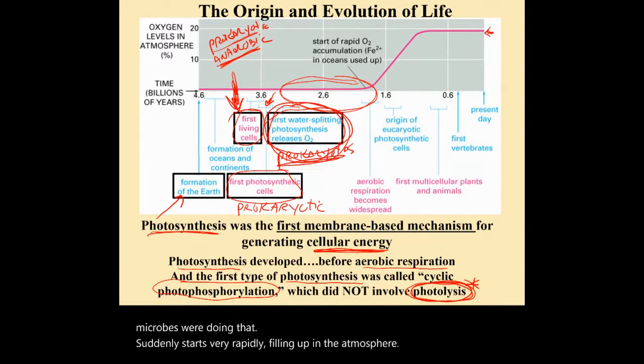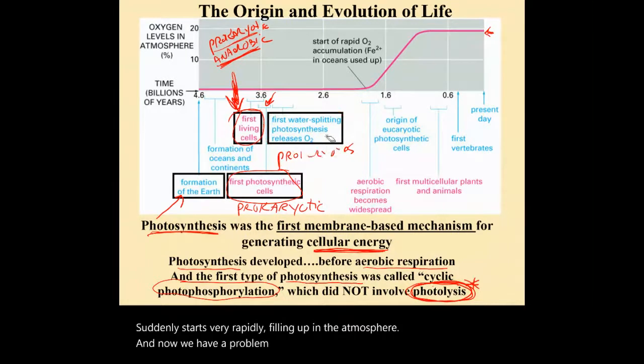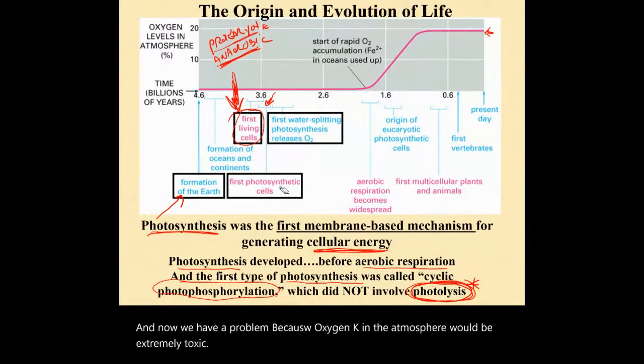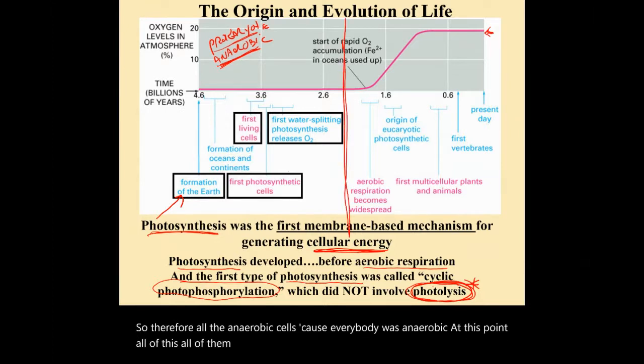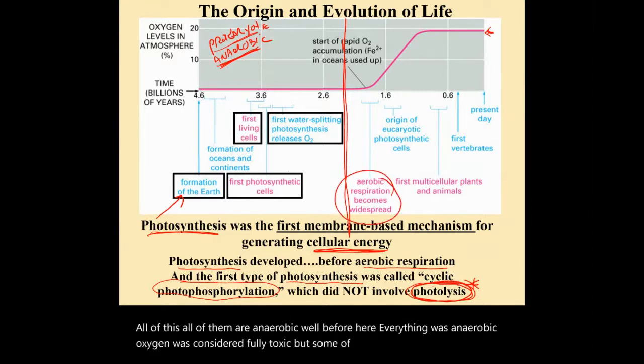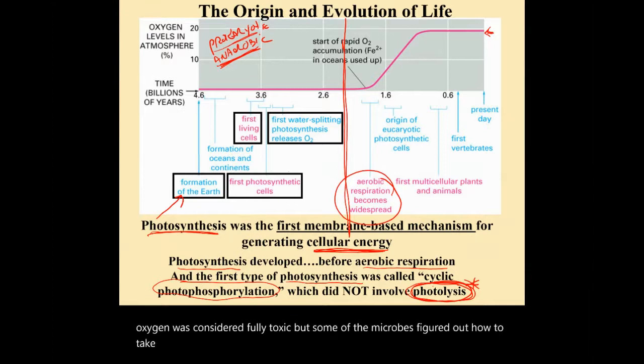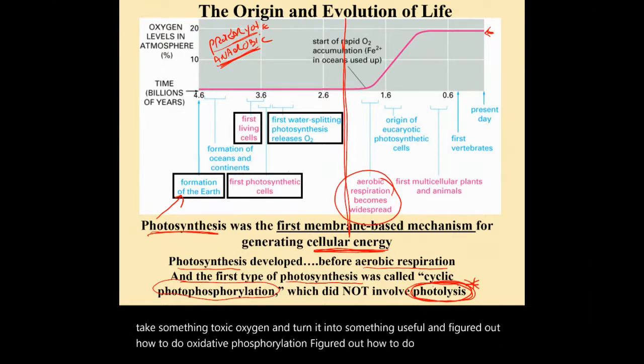And now we have a problem, because oxygen in the atmosphere would be extremely toxic. So therefore, all the anaerobic cells, because everybody was anaerobic at this point, everything before here was anaerobic. Oxygen was considered fully toxic. But some of the microbes figured out how to take something toxic, oxygen, and turn it into something useful, and figured out how to do oxidative phosphorylation, figured out how to do aerobic respiration.